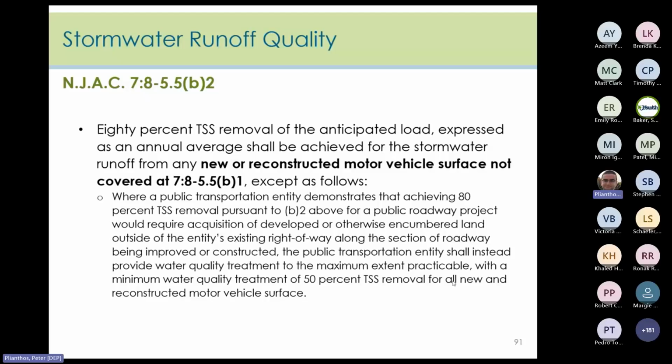At 7:8-5.5(b)(2), 80% TSS removal shall be achieved for stormwater runoff from any new or reconstructed motor vehicle surface that wasn't covered under the conditions in the previous slide. There is also subparagraph I under 7:8-5.5(b)(2), and it's the open bullet at the bottom of the slide. But this applies only to public transportation entities in certain circumstances, and we're going to dive more into that in Module 4.